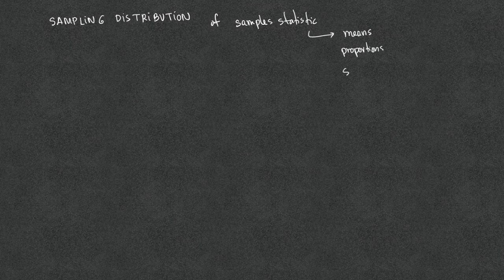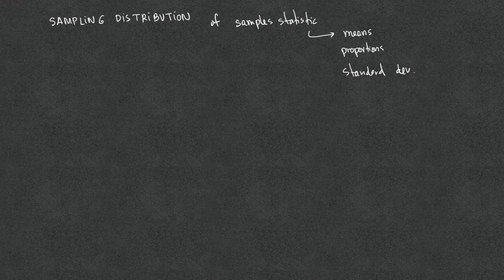The sampling distribution of sample statistics, whether the statistic is the means of the samples, the proportions of the samples, or the standard deviation of the samples, is the distribution of the means of all of the samples of the same size, or the distribution of the proportions of all of the samples of the same size, and so on.